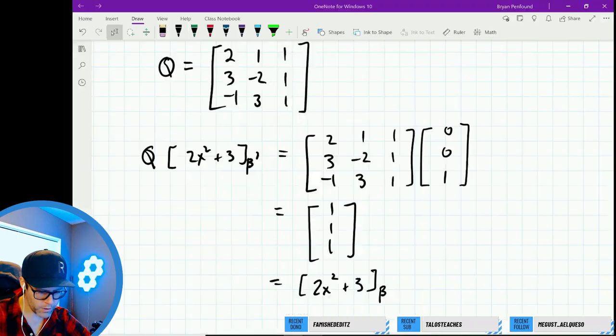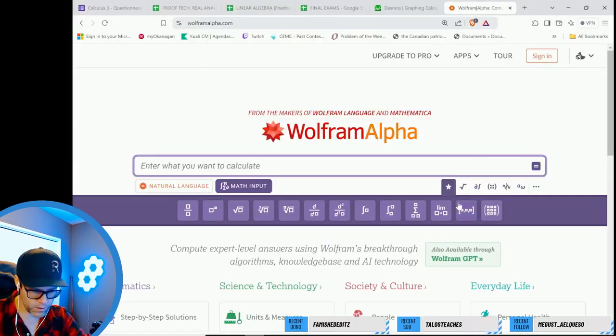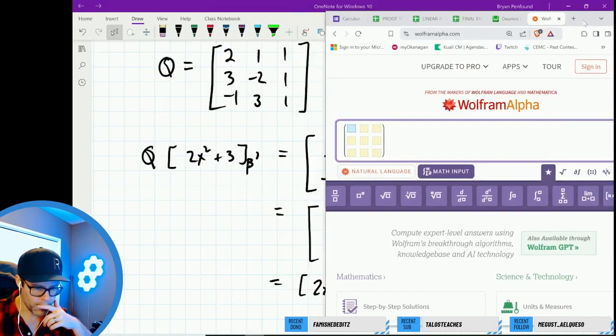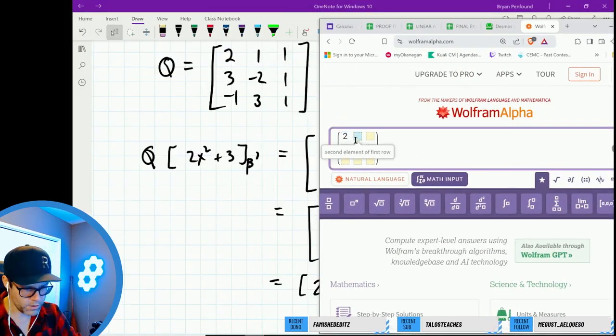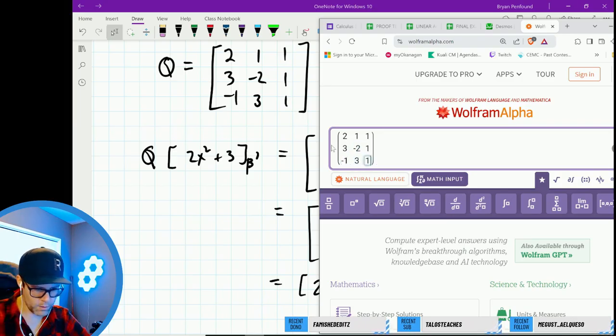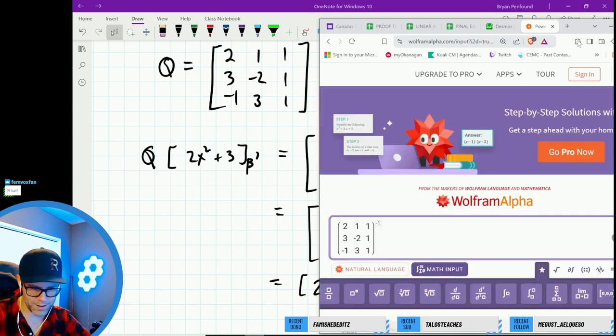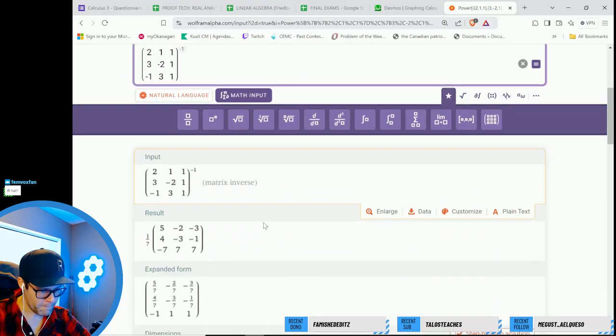Okay, what were we doing? We were trying to look at the inverse of this, right? So let's input a 3x3 matrix, and let's get Wolfram to find this inverse for us. So 2, 1, 1. This is 3, -2, 1, and -1, 3, 1. And we need the inverse of this. Does Wolfram Alpha know that notation? There it is.